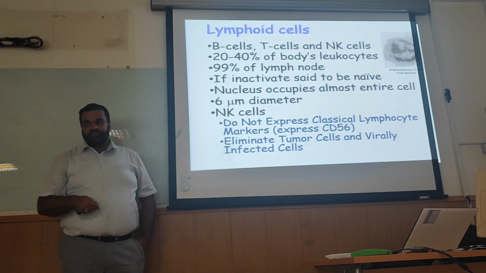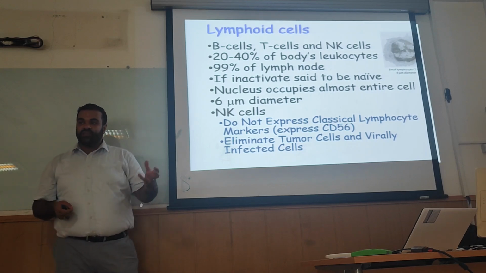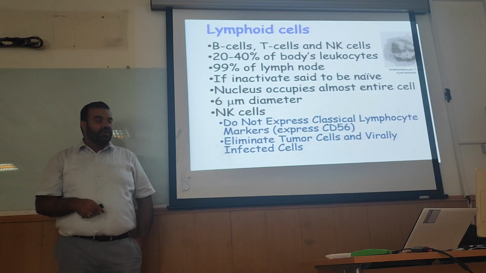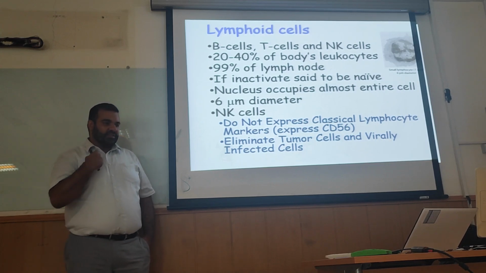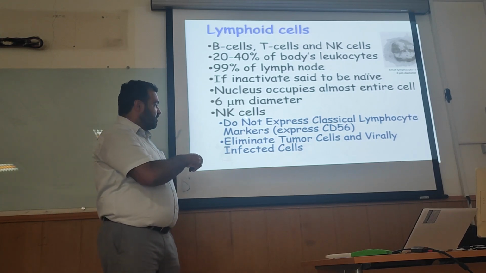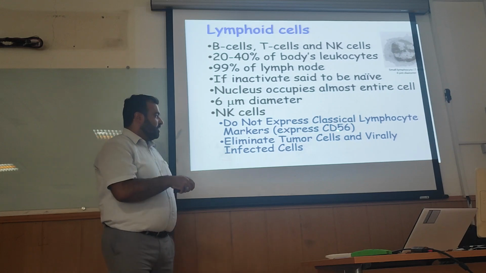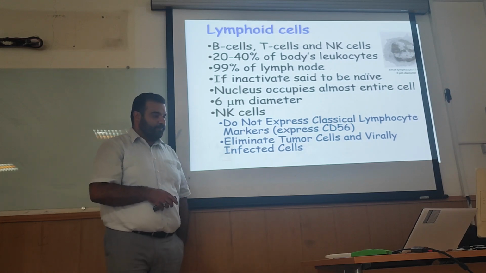Then they realized their role is also in targeting tumor cells or cells which have been infected with virus, and they have this direct killing mechanism. Therefore, they call them natural killer cells. The main marker for them is CD56.